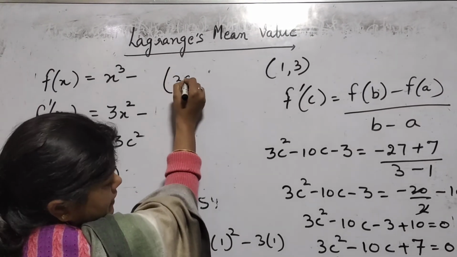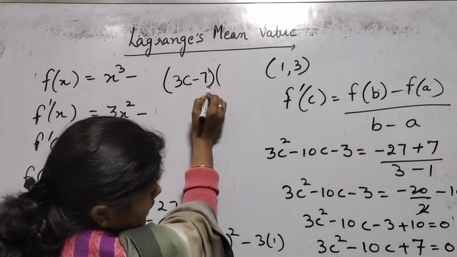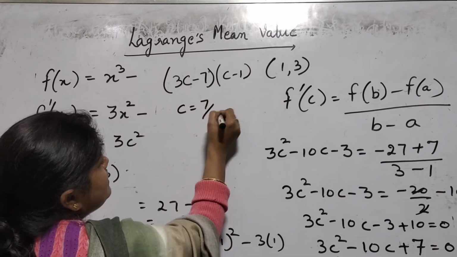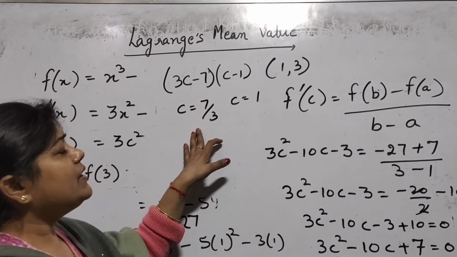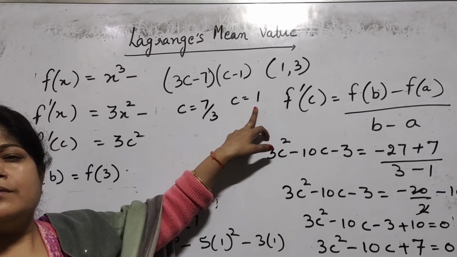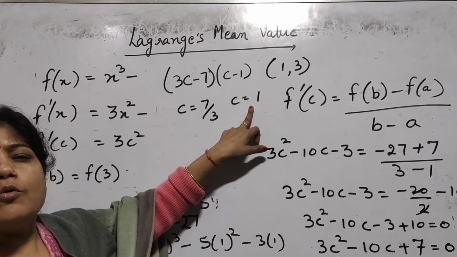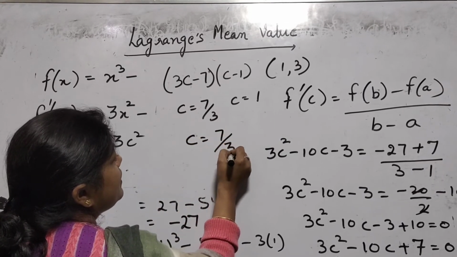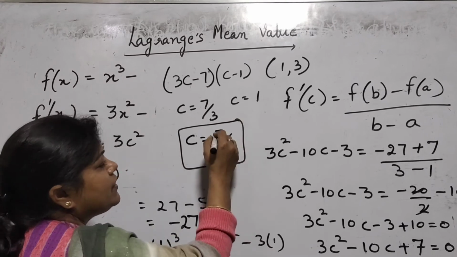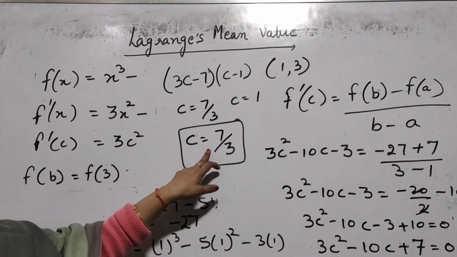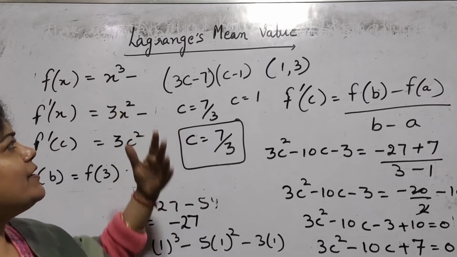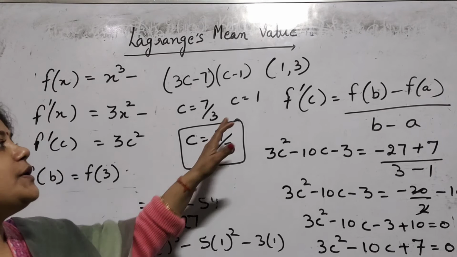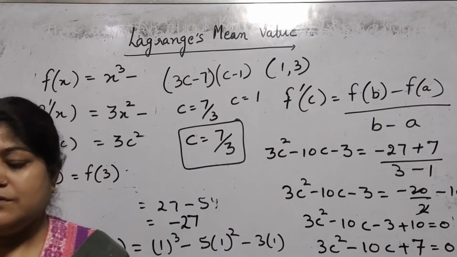We get 3c minus 7 and c minus 1. So we get c is equal to 7 by 3 and c is equal to 1. Now our answer is not 1 because the value must be in the open interval. So our answer is c is equal to 7 by 3, because when we divide, we get 2 point something. So in this way, we verify the Lagrange mean value theorem and find our value c, which is in between the given intervals.